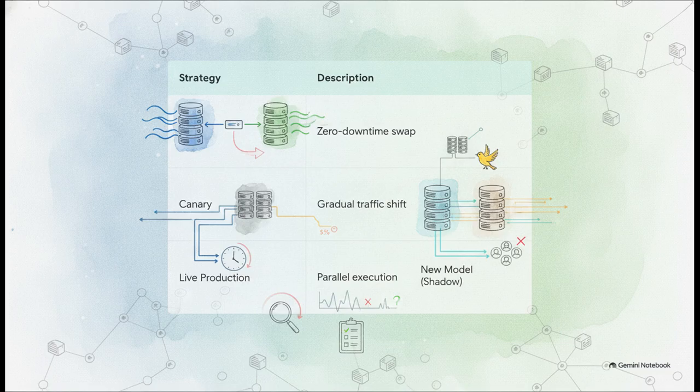And finally, you have the shadow strategy. Here, the new model runs entirely in parallel. It receives live traffic, but it doesn't actually serve predictions back to the users. This is an incredibly safe way to validate the model in true production conditions before you ever officially flip the switch.